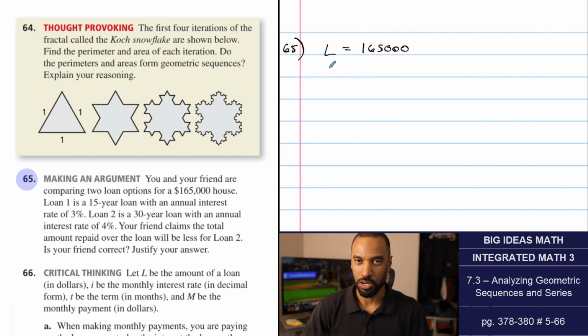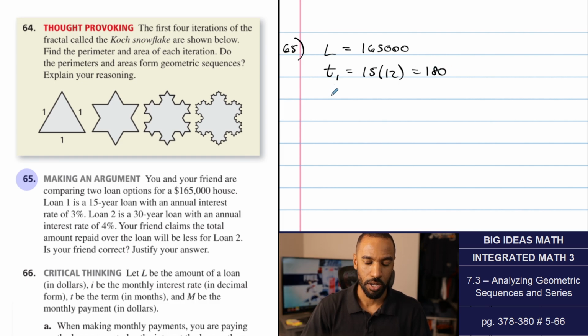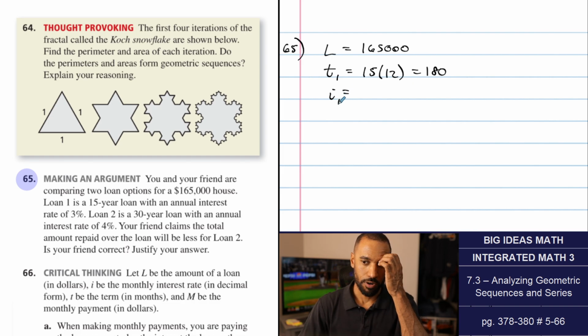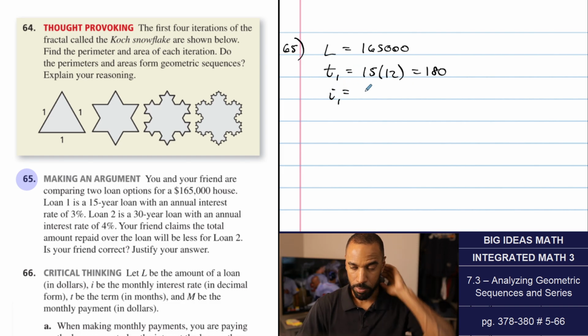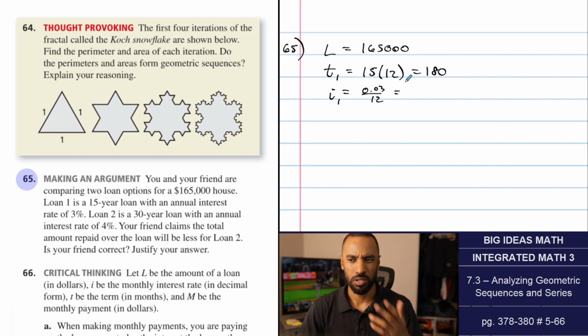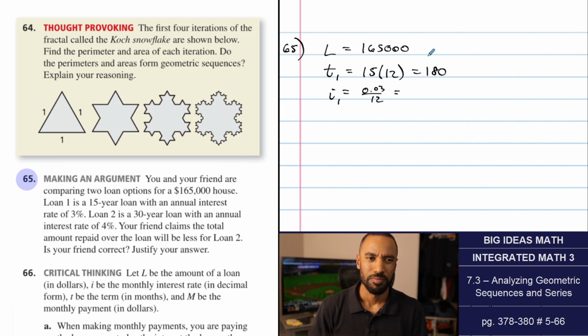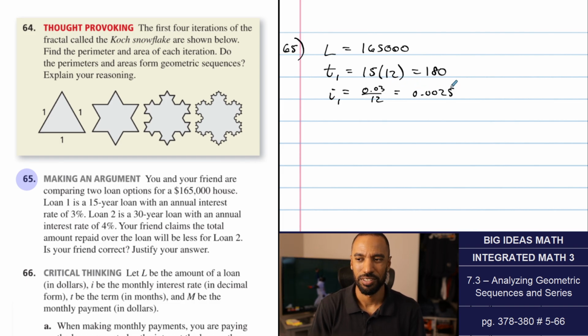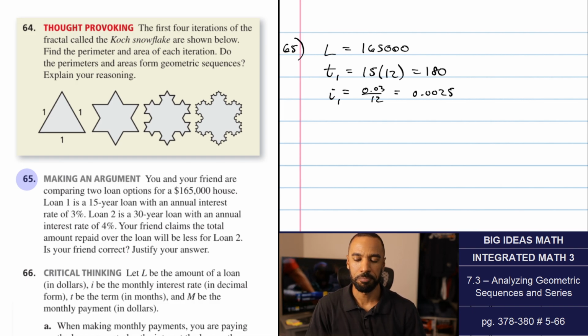There is a 15-year loan, so loan 1. 15-year loan, the monthly payments 15 times 12 is 180. So 180 months. Interest rate for I sub 1 is 3%. That's a quarter. That's 1 over 400. 0.00. How many 2 5s are there? 0.0025. I gotta use a calculator. Yeah, 0.0025. All right, there's that.